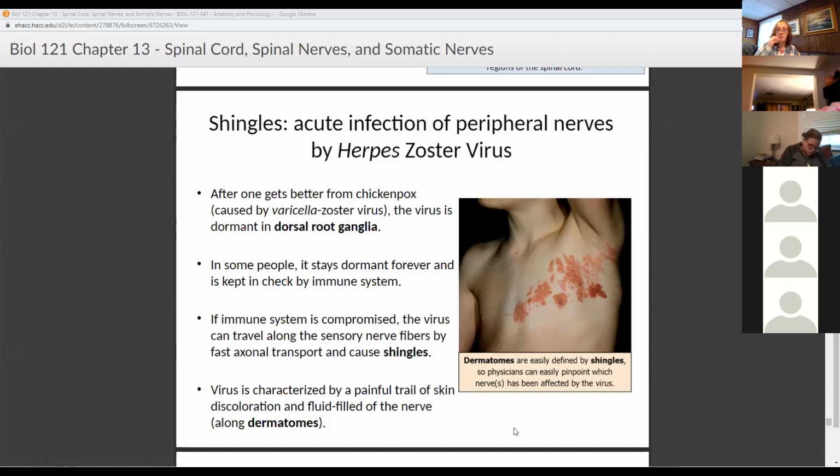In most people, or some people, it stays dormant forever and is kept in check by the immune system. However, if the immune system is compromised, it can travel along the sensory nerve fibers via that fast axonal transport and cause shingles. The virus is going to characterize a painful trail of skin discoloration and fluid-filled blisters along the dermatomes.